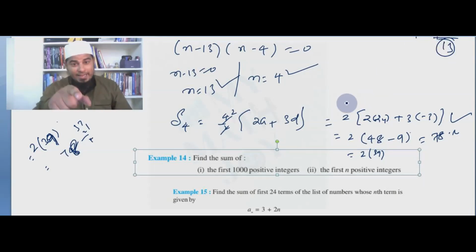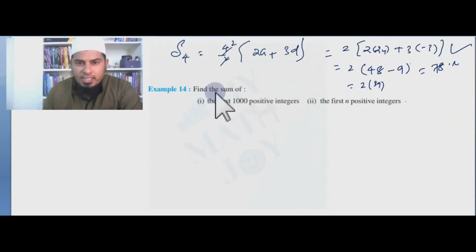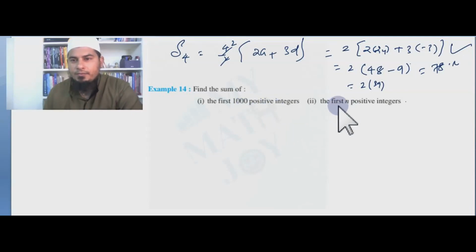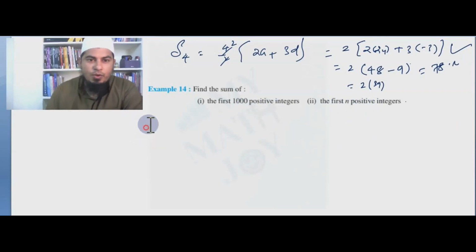So here in this question I tell you that a quadratic equation comes when in an Sn formula n is to be found. So thank you. Let's move on to the next question. Yes. Find the sum of the first 1000 positive integers and the first n positive integers. Let's move on. This is very interesting.